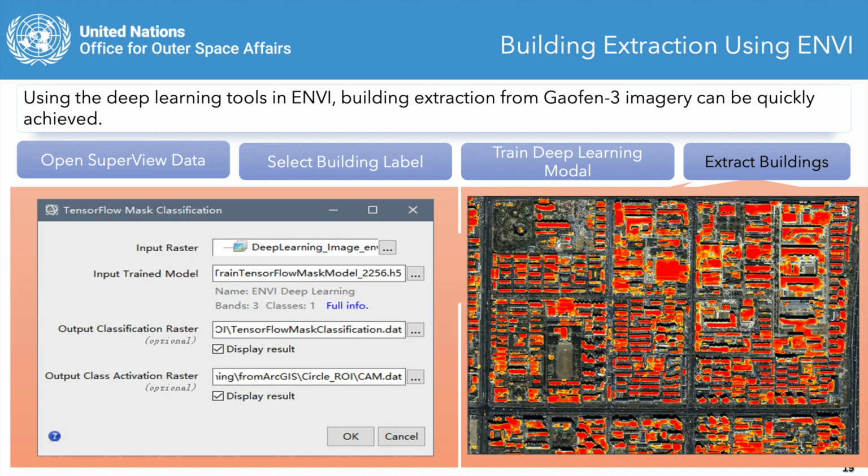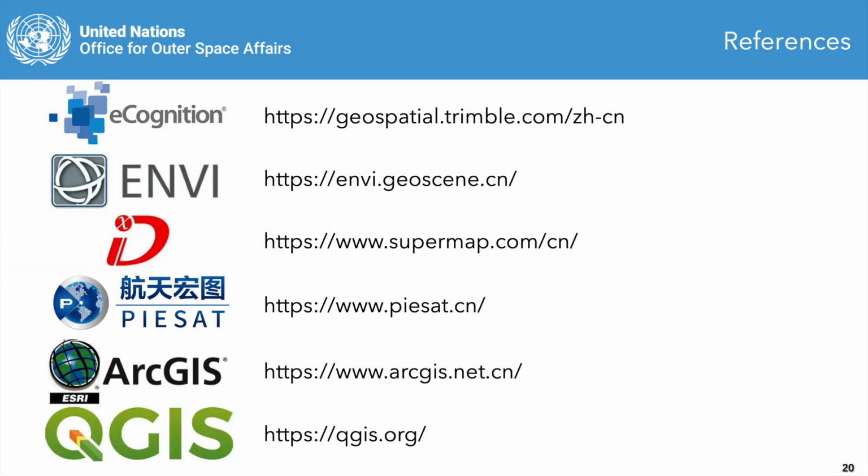Such building extraction results can support urban mapping, population estimation, infrastructure management, emergency response, and post-disaster management. Finally, this slide lists several reference platforms and software resources, including eCognition, ENVI, Supermap, PySat, ArcGIS, and QGIS.